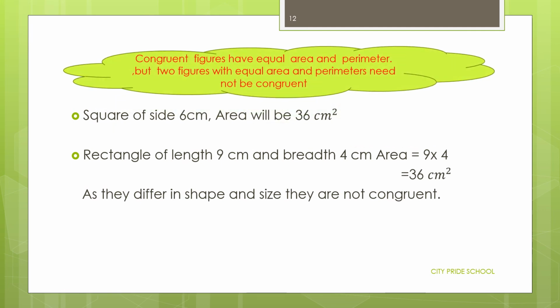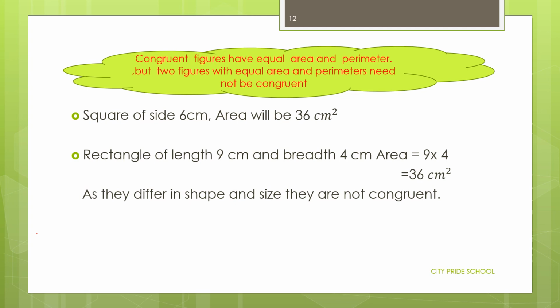So children, let us learn more about congruent figures. Suppose I have two congruent figures. Will they have equal area and perimeter? Yes. But if I take two figures which have equal area and perimeter, they need not be congruent. Let us see, taking an example.